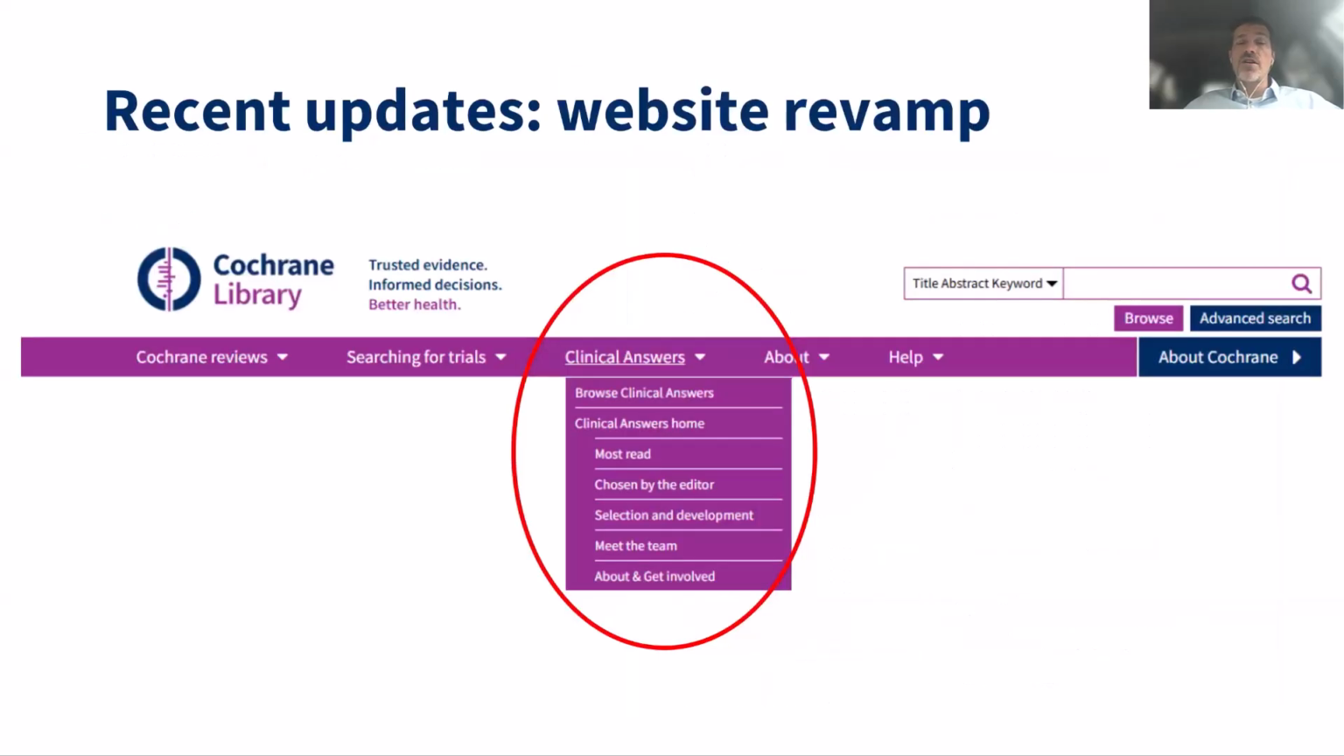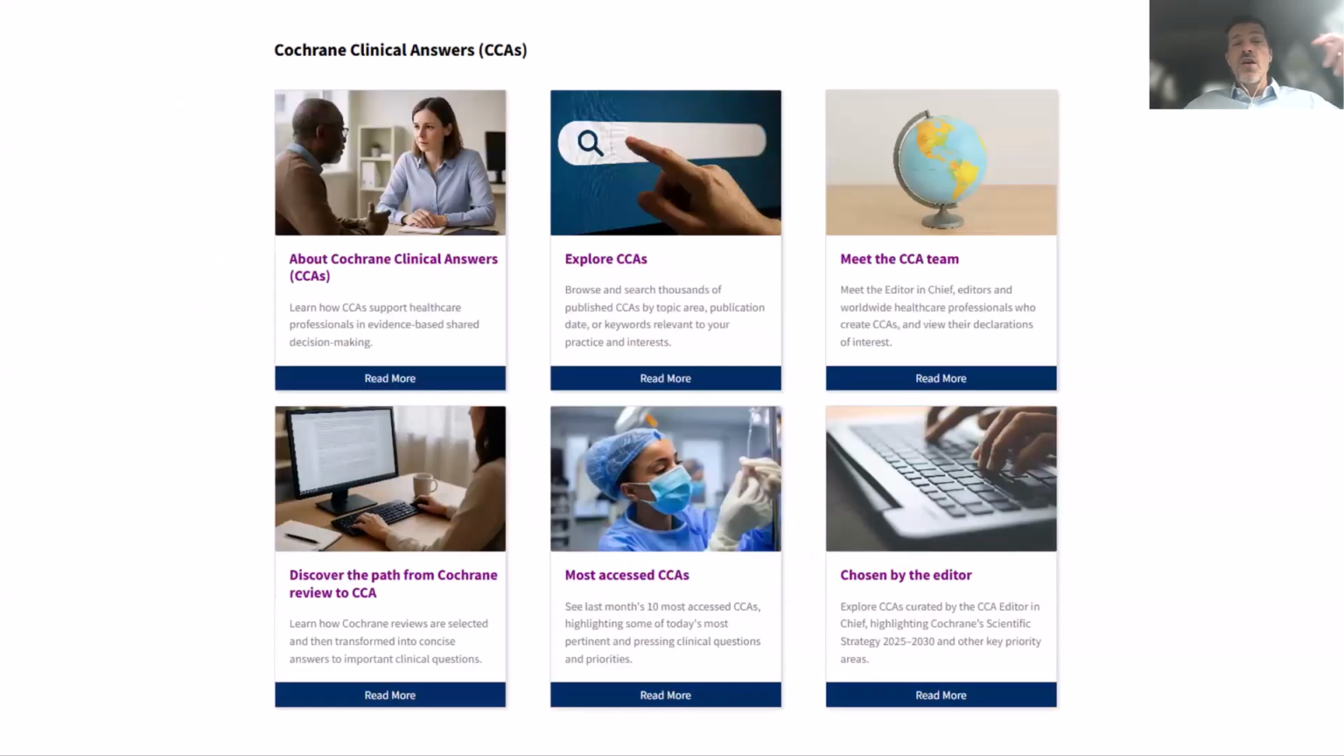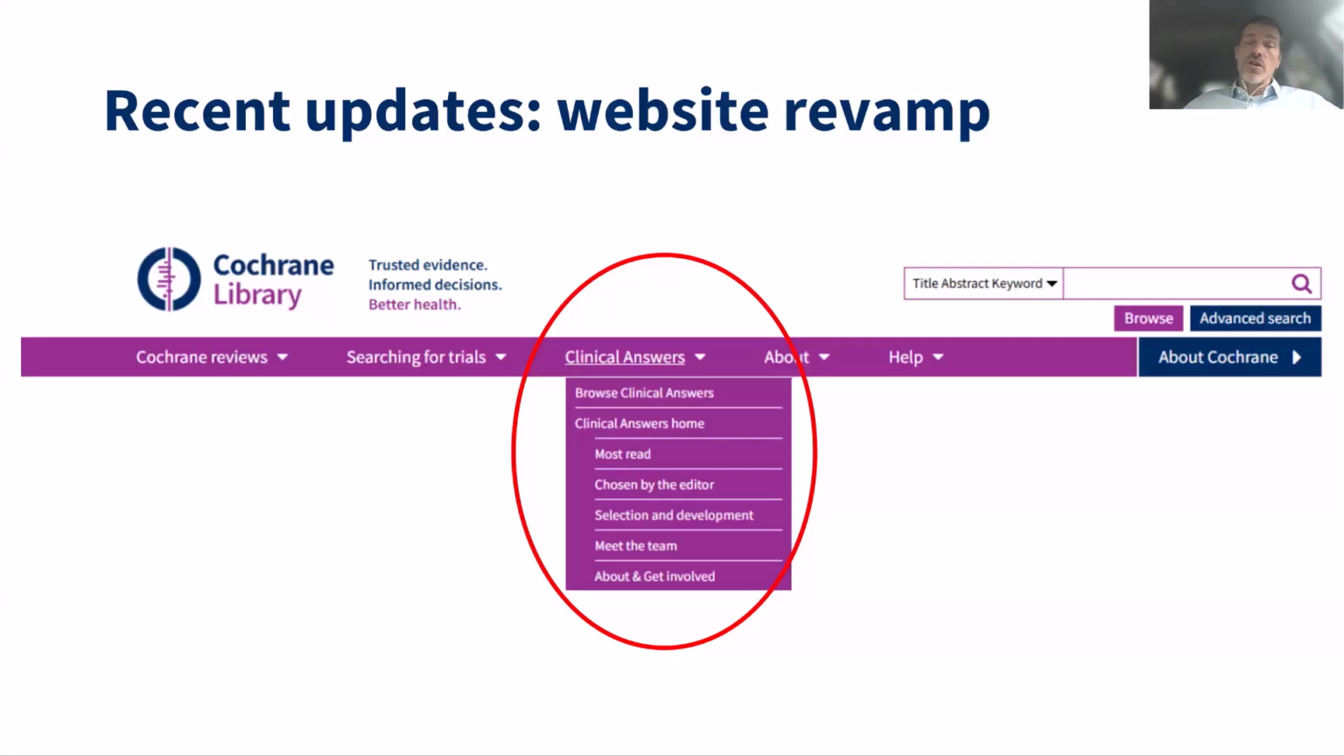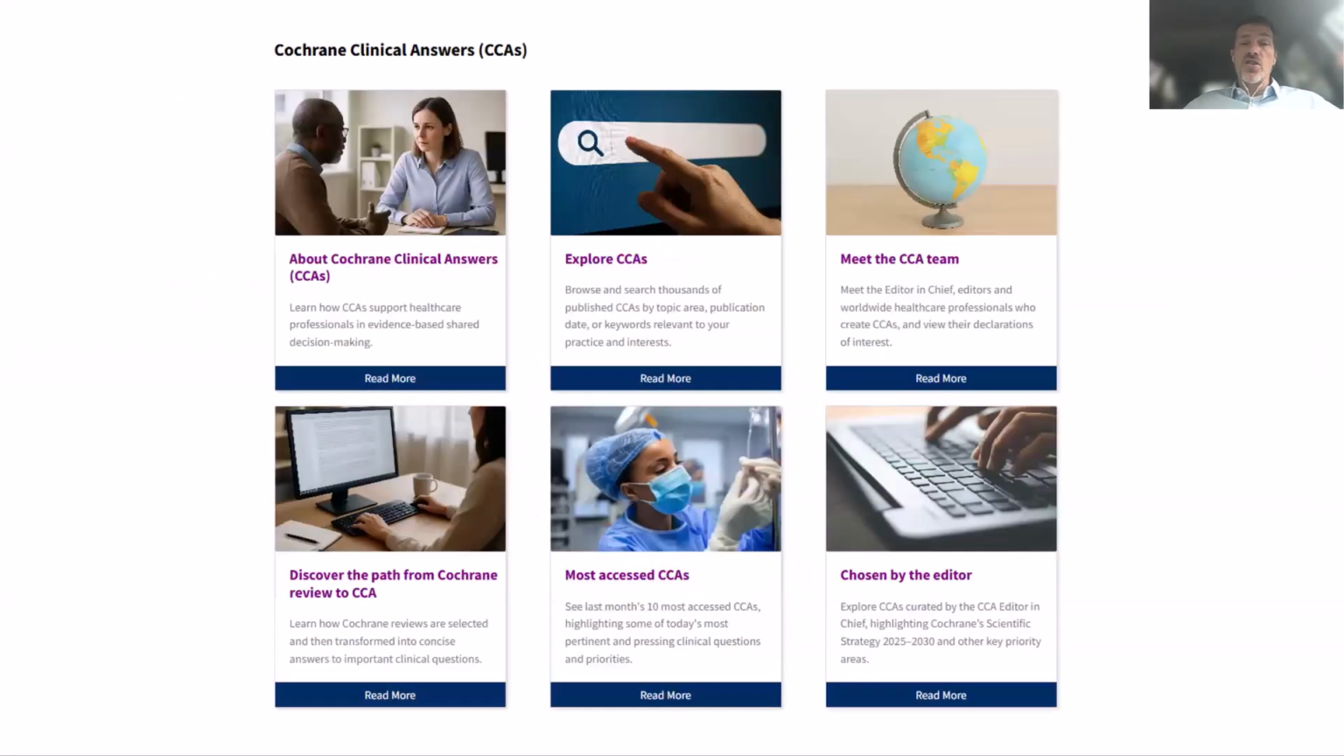Another thing was the website revamp. I already showed you a couple ideas from this, but I did want to highlight when we're on Clinical Answers, you go to the Cochrane Clinical Answers home, and we're going to get the opportunity to learn more about Cochrane Clinical Answers. This is kind of like the jumping off point splash page. You could read about clinical answers. You could explore them, which takes you back to the opportunity to do your own browsing. You can meet us as part of the team, discover how you get from a Cochrane Review to a CCA, look at our most accessed, which is going to be the last month's 10 most accessed CCAs, and then we have our chosen by the editor piece.